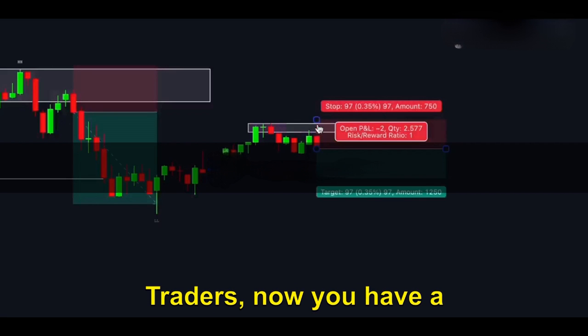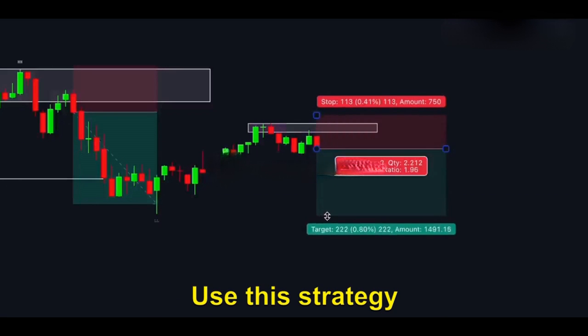Traders, now you have a huge advantage over other players. Use this strategy wisely.